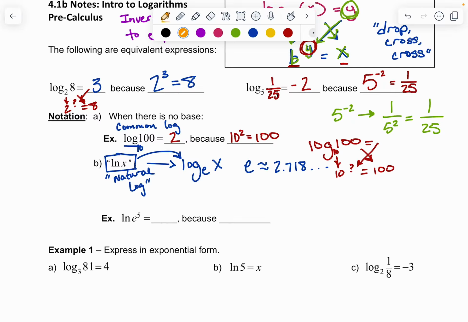So if you had ln of e to the fifth, ln, okay, don't want to confuse you here, but ln is log base e. So you could write it out like this. You're like, e to the fifth, what? If you were to drop, cross, cross that, the answer would be 5. Because e to the fifth equals e to the fifth.